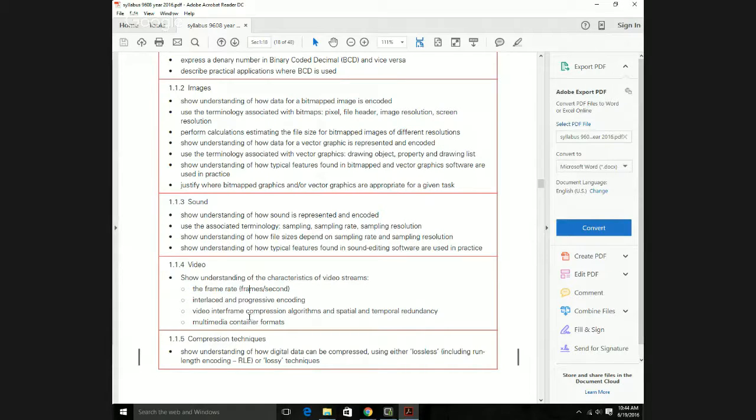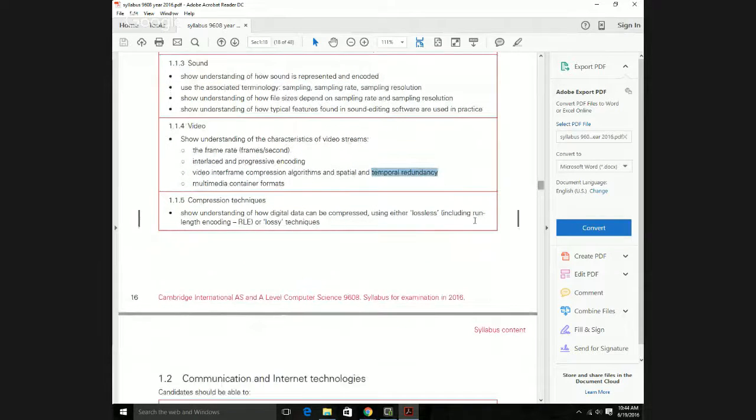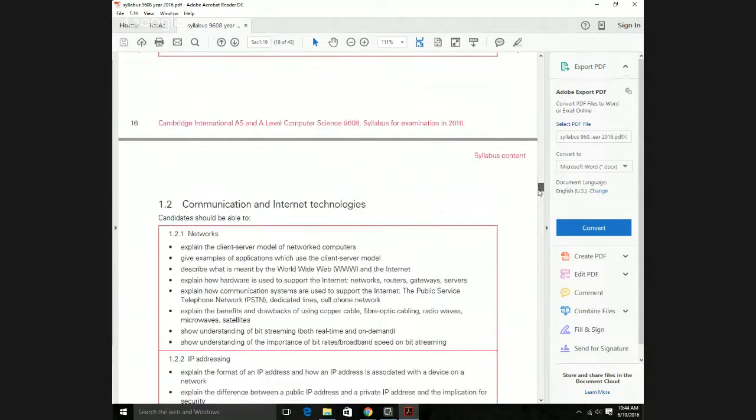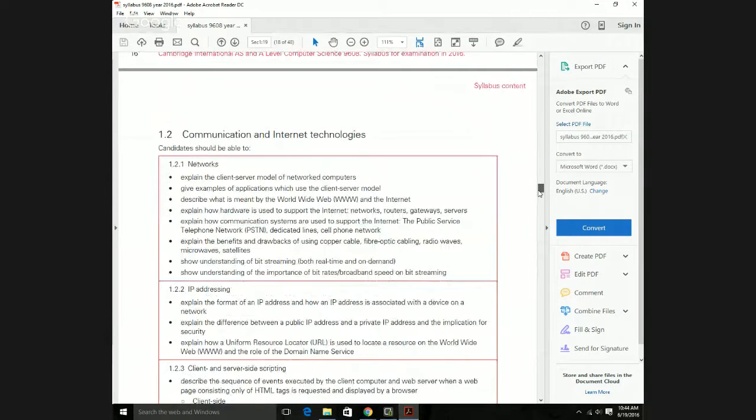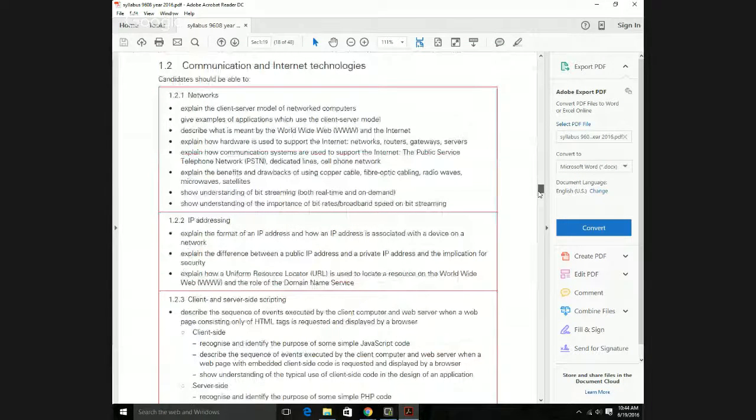Two things that need to be discussed are the spatial and the temporal redundancy. That's pretty easy. This is the only one small thing that needs to be covered. Compression techniques, lossy and lossless, pretty easy. The RLE algorithm, run length encoding, that's easy. So these things will be covered in upcoming classes, hopefully.